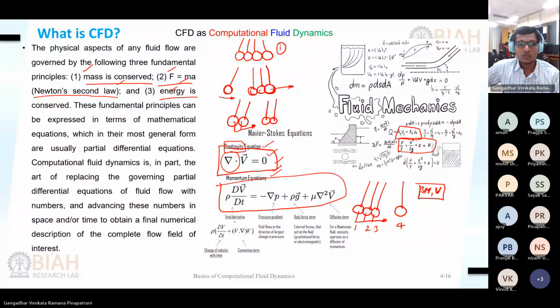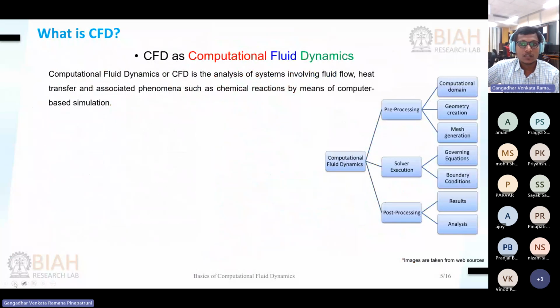Okay, fine. Let's go to the next slide. What are the simple steps? I request everyone to please take note from this particular slide. It is very important for all your upcoming lectures. I will be using this terminology for all your remaining classes.